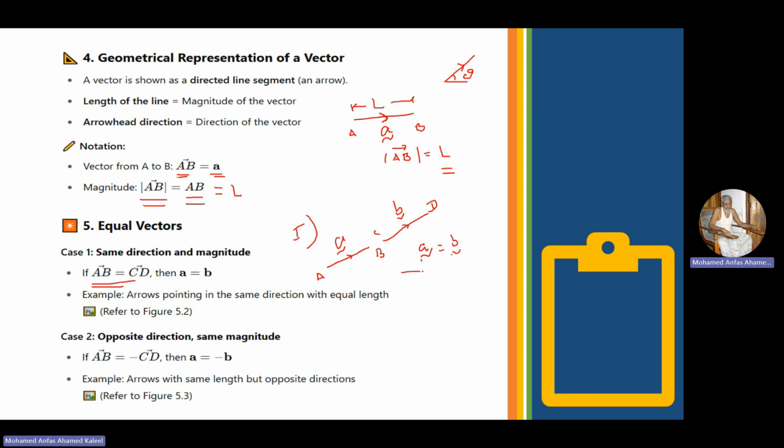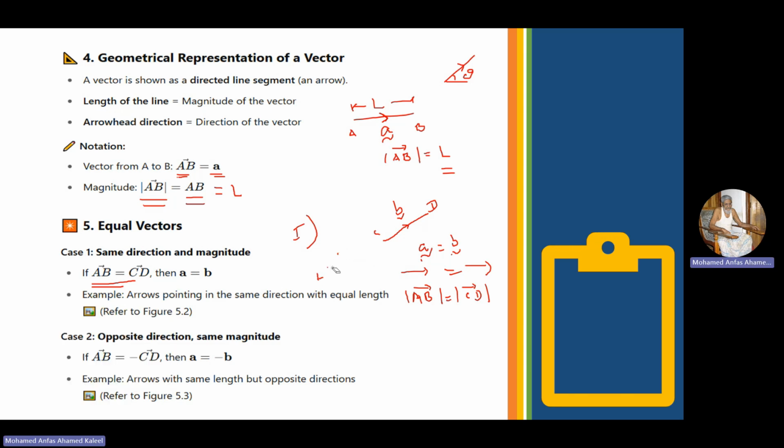The direction of vector AB and the direction of vector CD are also the same. Also, the magnitude of vector AB and the magnitude of vector CD are the same, and the direction too. Hence, vector AB is equal to vector CD. So these two are equal vectors.